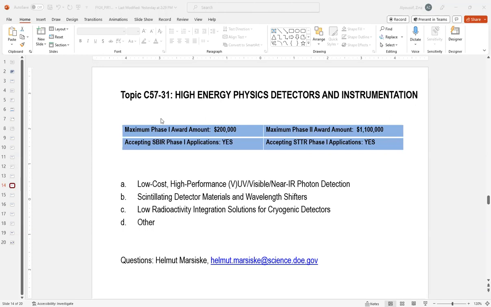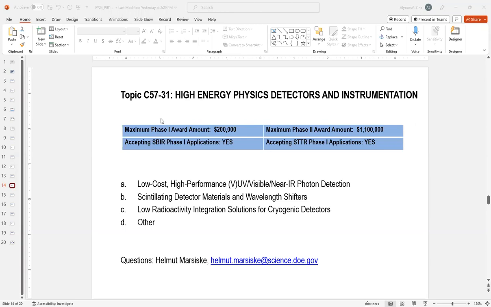Traditionally in the past, we have used scintillating crystals for many of these applications. For this particular subtopic, crystals are actually not within the scope. For this particular subtopic, we're looking for ceramic materials or for high-density glass.